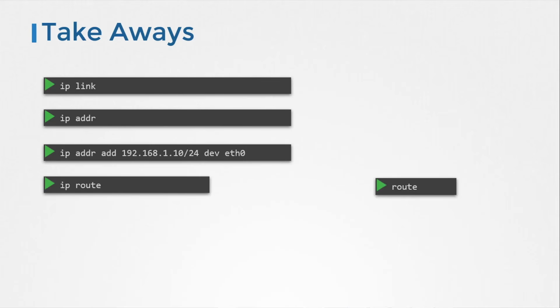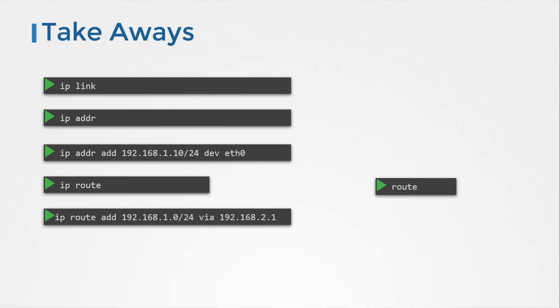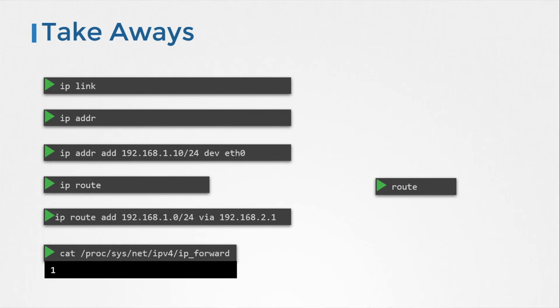ip route or simply the route command is used to view the routing table, and ip route add command is used to add entries into the routing table. And finally, remember the command to check if IP forwarding is enabled on a host, if you're working with a host configured as a router.